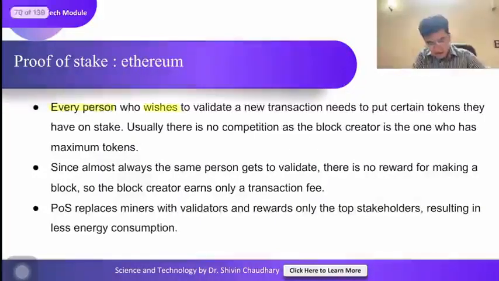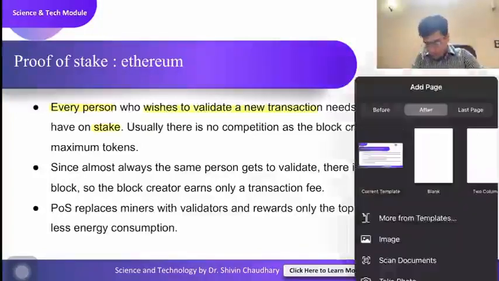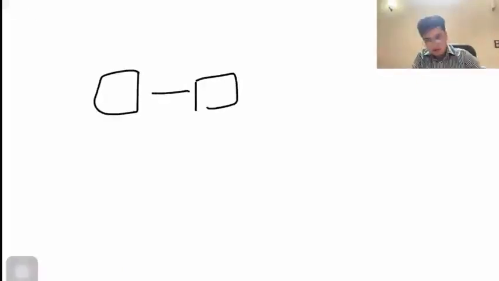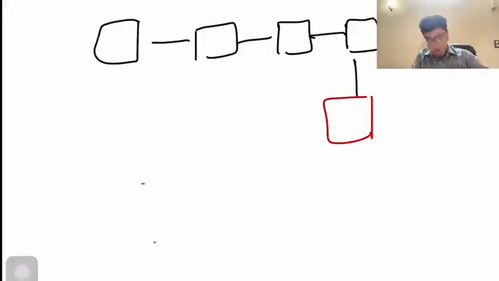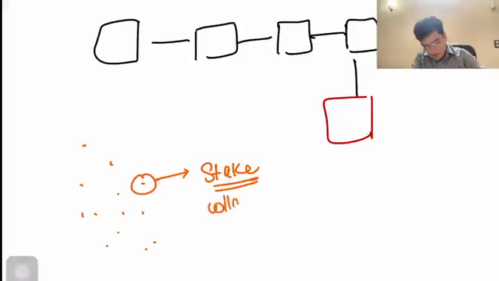हमने कहा दैट एवरी पर्सन हु विशेस टू वैलिडेट अ न्यू ट्रांजैक्शन, राइट, दे नीड टू पुट सर्टेन टोकन्स दैट दे हैव ऑन स्टेक. जैसे मान लो यहां पे सेम थिंग है, वी ऑलरेडी हैव दीज मेनी ब्लॉक्स एंड अ न्यू वन इज टू बी एडेड. ठीक है, तो हमने क्या कहा, ये सारे लोग हैं who want to say that yes I can add new blocks, right? So we want to say that okay, if you want to add this block, you put certain things on stake. Stake means collateral. आप collateral रखो इतनी चीज कि आप खराब नहीं करोगे कुछ, right? Whoever wants they can put their collateral and they can then validate the new transaction.